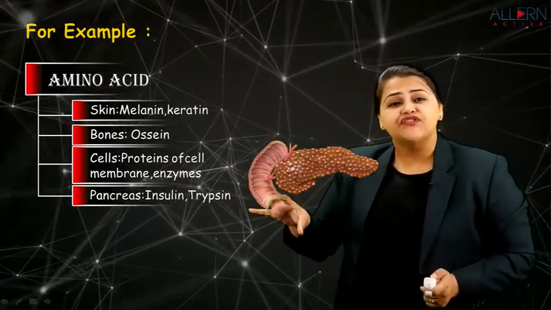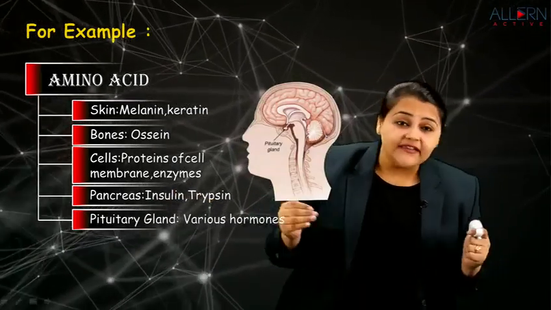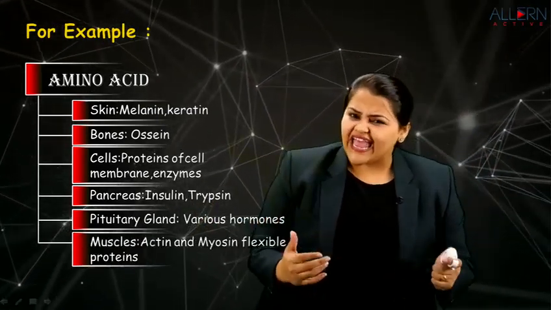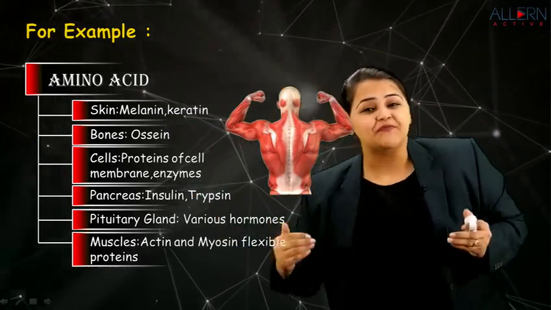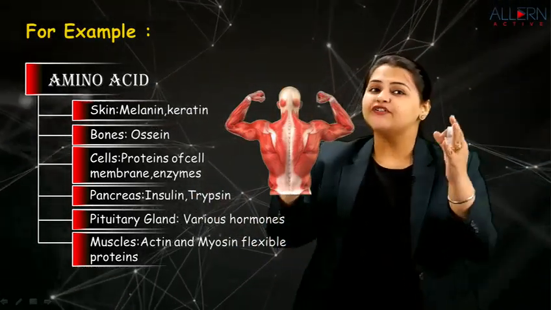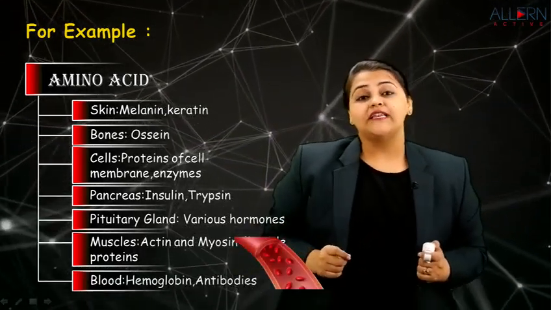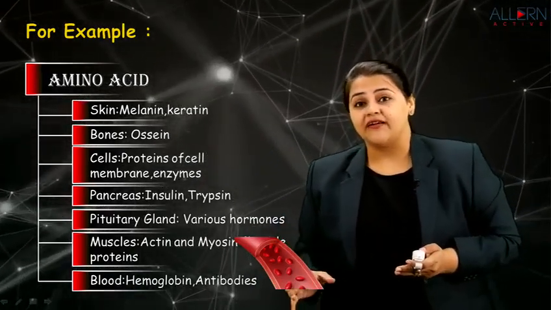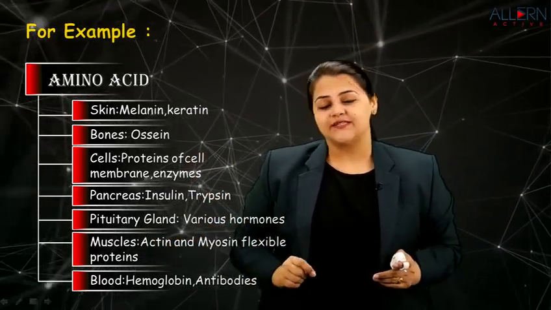We have insulin and trypsin which are produced by the pancreas. We have various hormones which are also made up of amino acids. Then we have actin and myosin. This actin and myosin is produced in the body, and of course it is a very major component of the muscles. Last but not the least, we have hemoglobin and antibodies in the blood. All of these are forms of amino acids which are utilized by us.